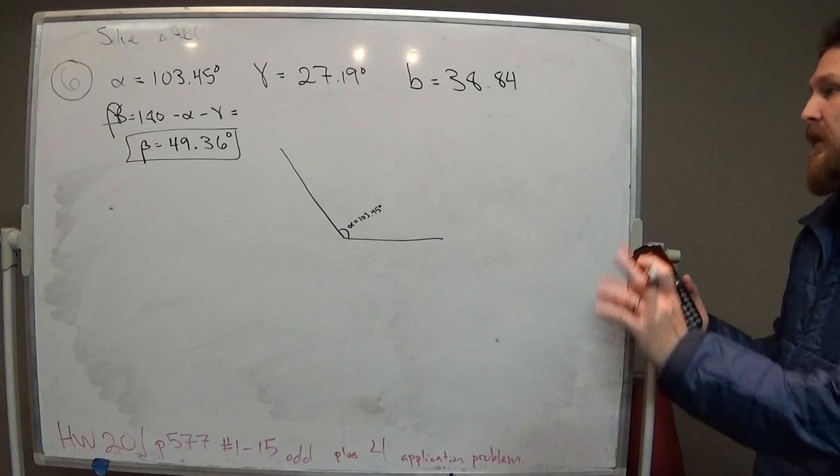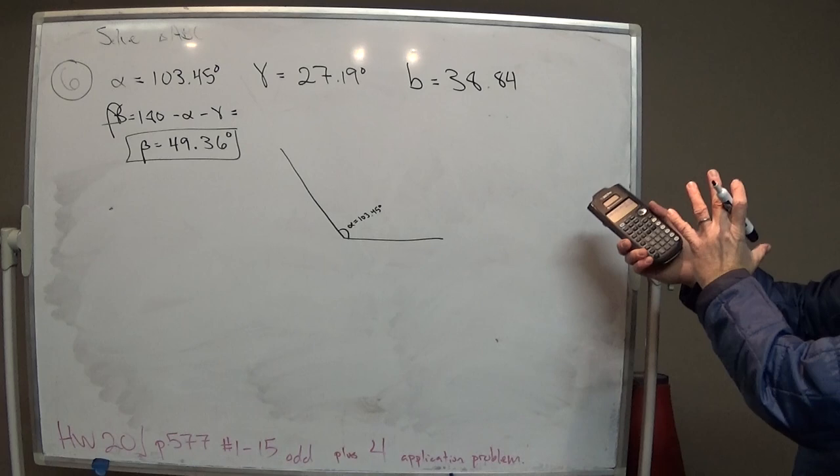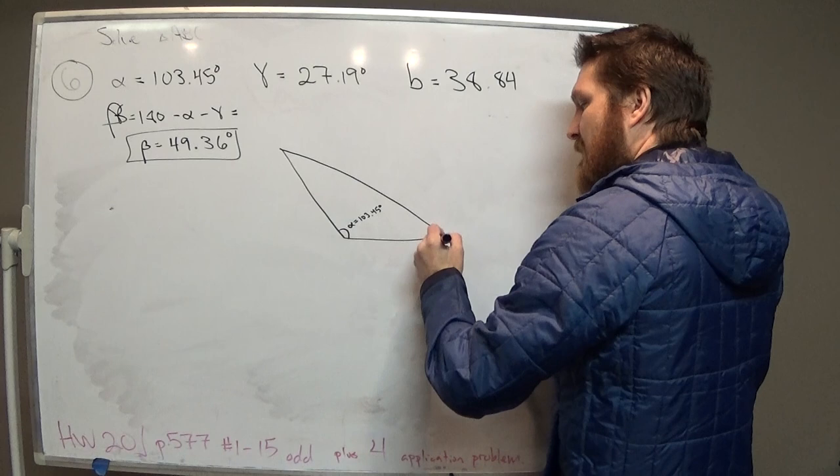Now, let's think about this. B is given, so I could do this either way, really. I'm going to finish this triangle up like this. And I notice, okay, this looks like the smaller of the angles.